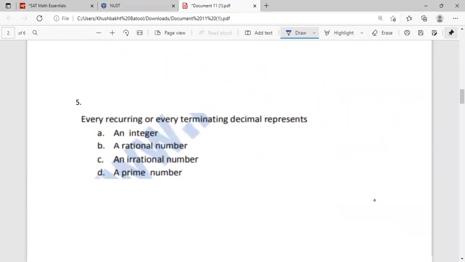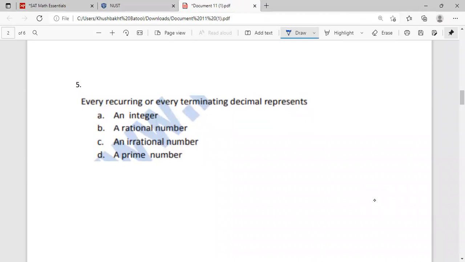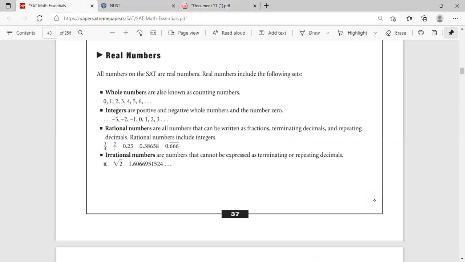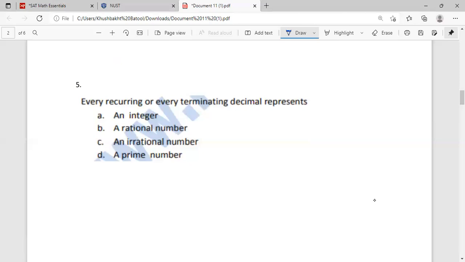Let's talk about the fifth question now. Every recurring or every terminating decimal represents. Let's talk about the definition again. Here we have rational numbers are all numbers that can be written as fractions, terminating decimals, and repeating decimals. So this is what a rational number is, okay? So clearly this would be a rational number, right? Repeating decimals, recurring decimals is the same thing.